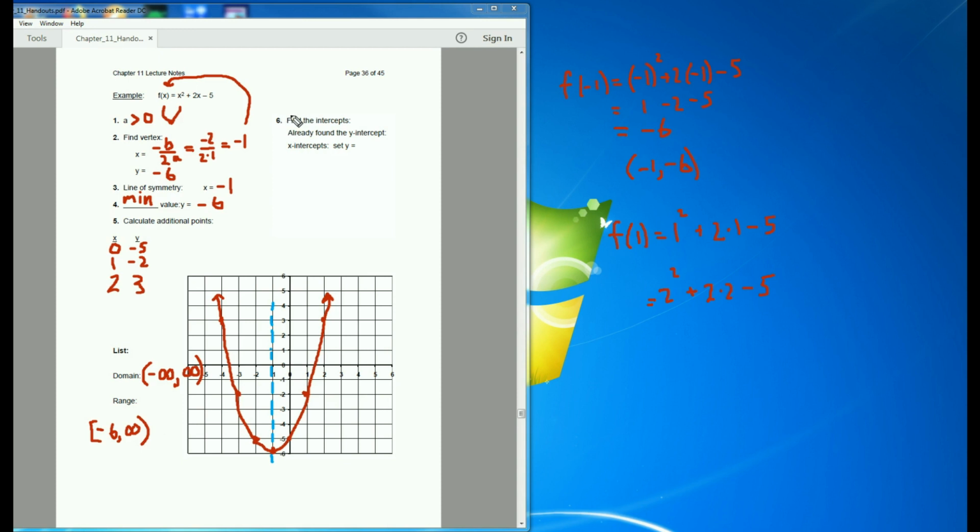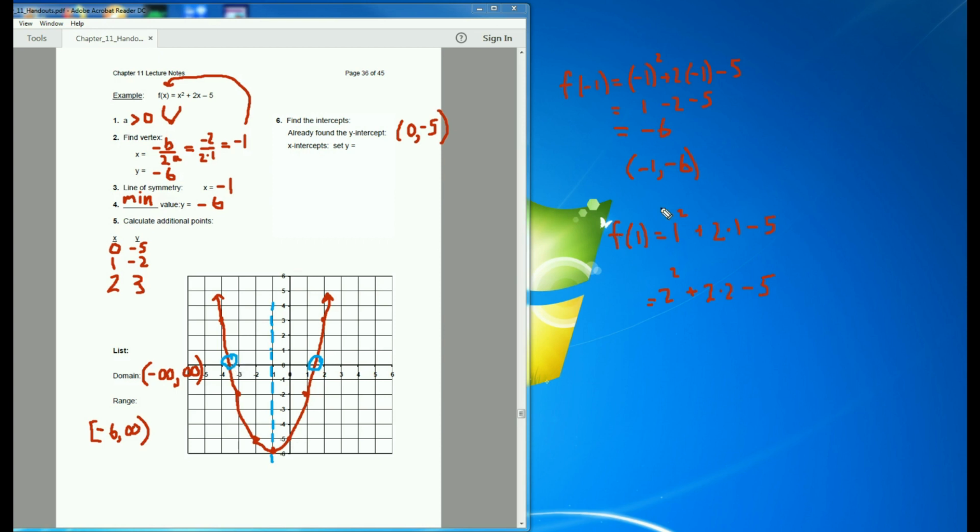And then up here, back up to the top, number 6, find the intercepts. So we already found the y-intercept, which was the point (0, -5). That one's always easy to find because you're just putting in x equals 0. The x-intercepts, and just notice, we don't need the x-intercepts. You can kind of see about where they are here and here.